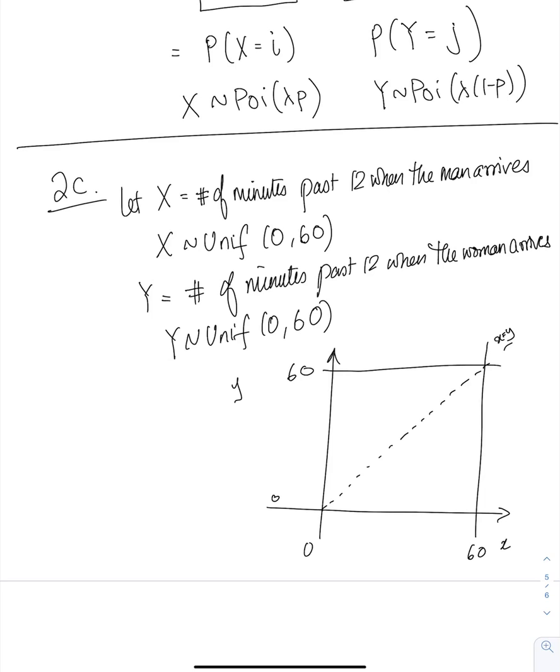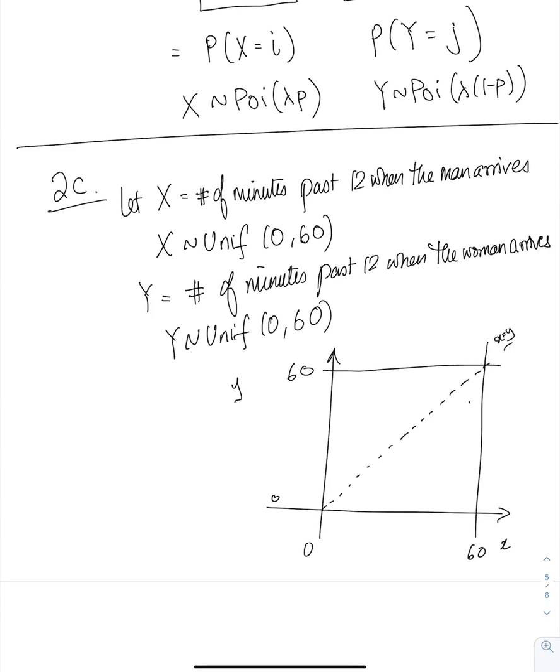Okay, and if you think about this, you're asking what's the probability that the person who arrives first, or maybe we can rephrase it like that, the person who arrives second arrives more than 10 minutes after the first person's arrival. Okay, so let's just look at it in this picture.